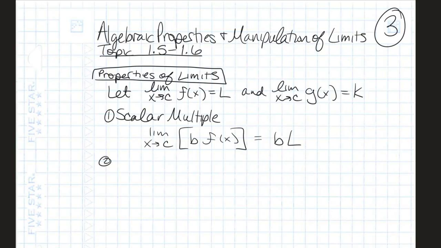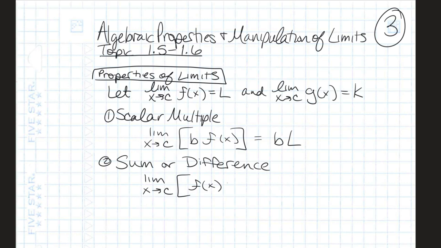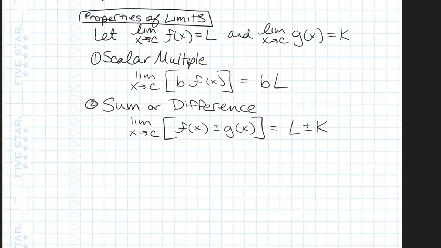The second property is called the sum or difference property. The sum or difference property says that if we're doing the limit as x approaches c for some composite or some combination of f and g with addition and subtraction, then we could do their limits basically separately and then just add or subtract their limits together. So if we have 2 functions and we're adding them together and taking a limit, we can take each limit separately and add the limits at the end.